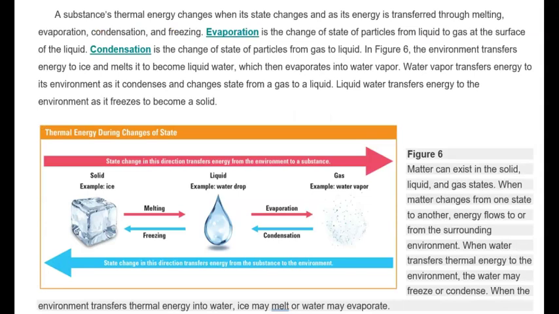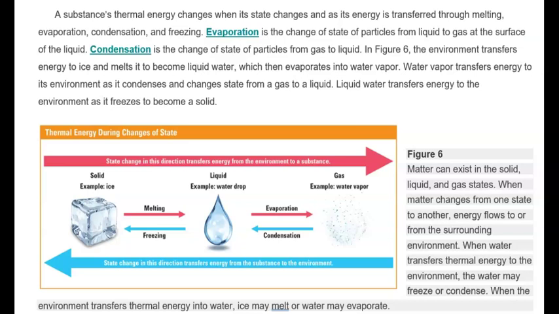A substance's thermal energy changes when its state changes and its energy is transferred through melting, evaporation, condensation, and freezing. Evaporation is the change of state of particles from liquid to gas at the surface of the liquid. Condensation is the change of state of particles from gas to a liquid.